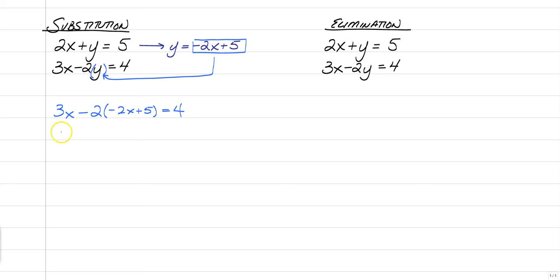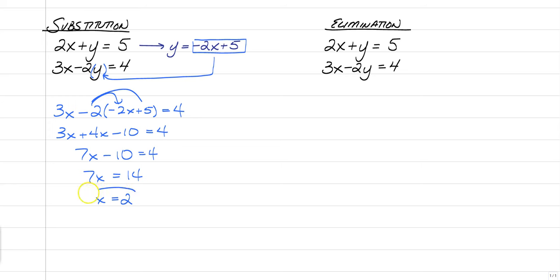So now we just solve. Distribute your negative 2. So 3x plus 4x minus 10 is equal to 4. And now combine our like terms and solve. So we have 7x minus 10 is equal to 4. Add 10 to both sides and you have 7x is equal to 14. Divide both sides by 7 and you have x is equal to 2. Now don't get excited. We are not done. All we have so far is x. When solving systems, you need to find both variables. So now we need to go find what y is equal to.